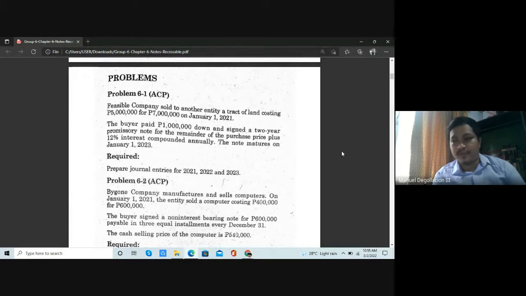Another focus for notes receivable is the treatment of the two different kinds of promissory notes. Your promissory note, which evidences our notes receivable, may either be interest bearing or non-interest bearing. What do we mean by interest bearing and non-interest bearing?